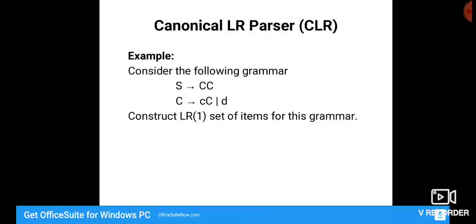Now we take up one example and we try to construct the LR1 set of items for this grammar. As you can see in this grammar, we have got three productions. First one is S to CC, both the C are capital.